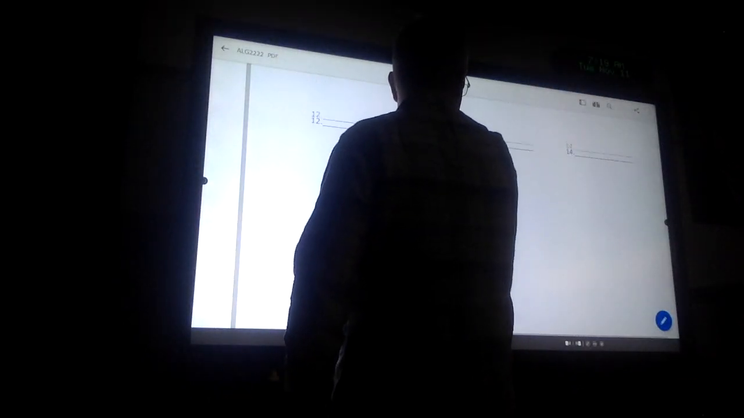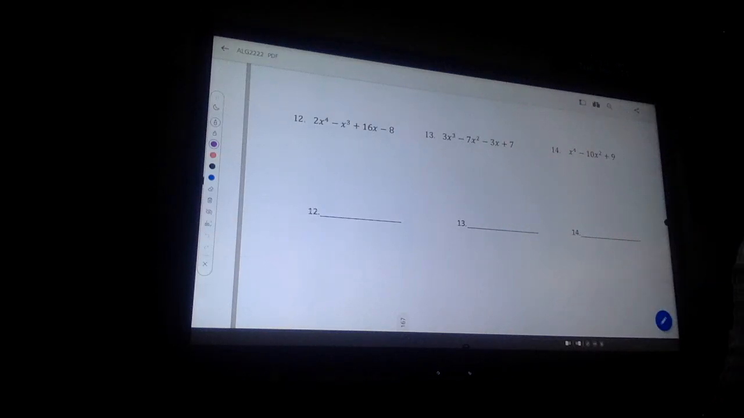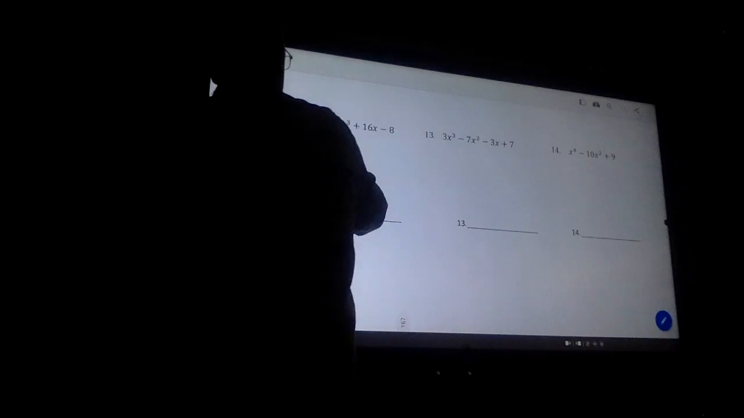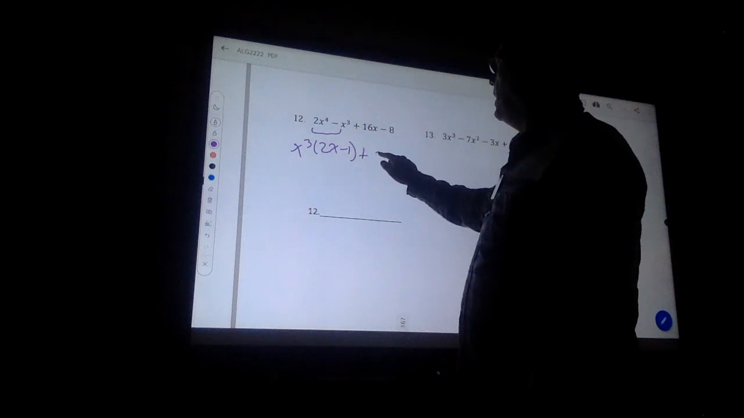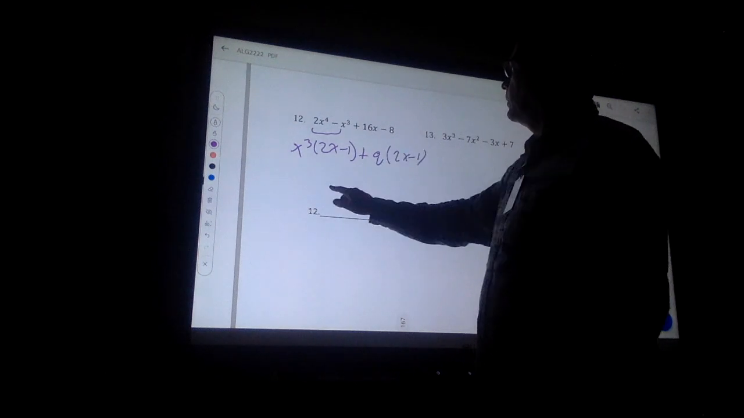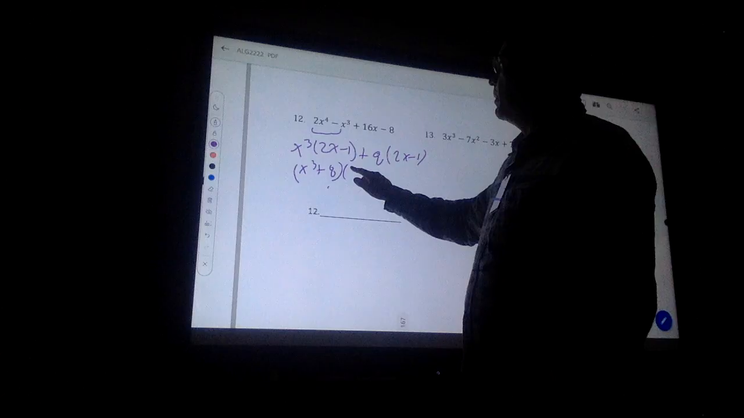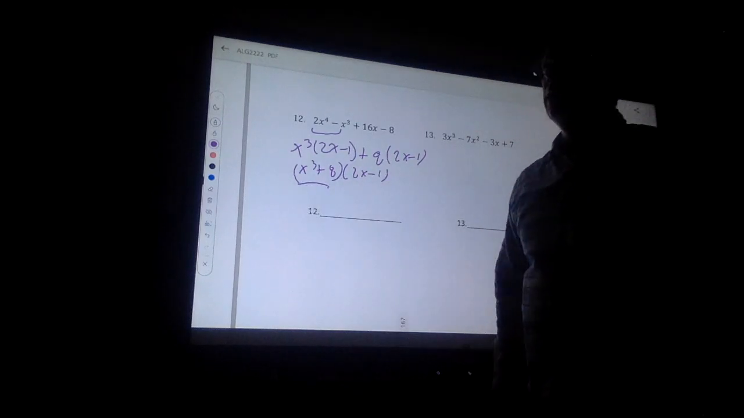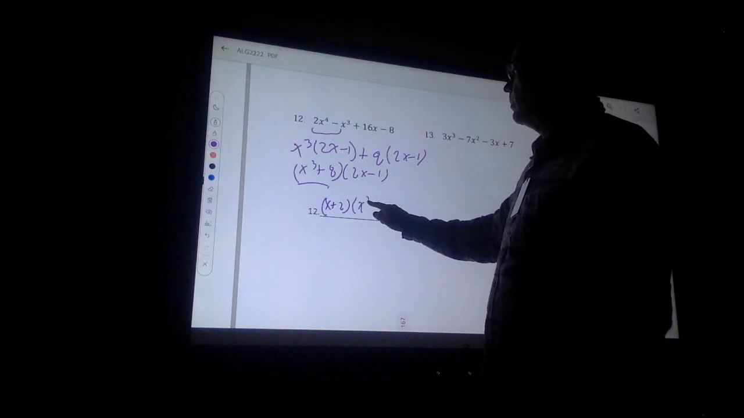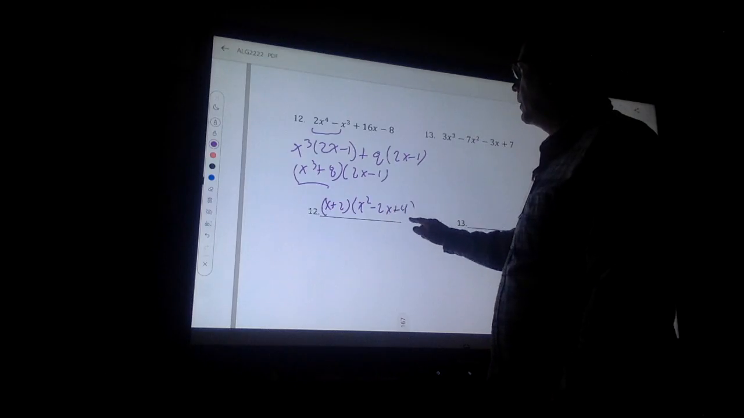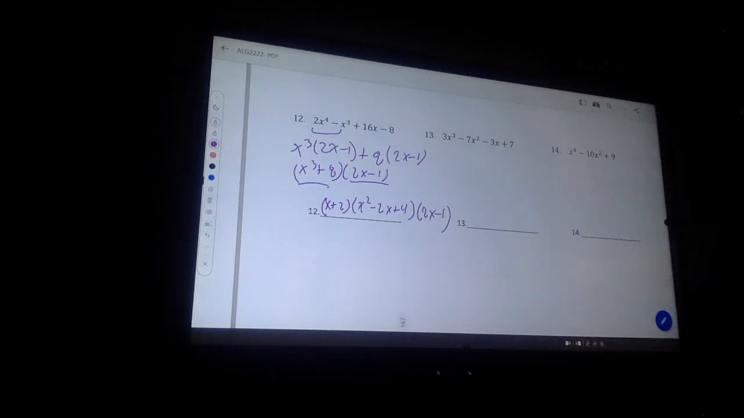All right, number 12. It looks like I can factor by grouping, so I can factor an x to the third out of both of those. Factor an 8 out of both of those. And then I'm going to get x to the third plus 8 and 2x minus 1. This is the sum of two cubes, so it's going to be x plus 2, and x squared minus 2x plus 4. And then don't forget this last one, 2x minus 1. Kind of snuck it in on us.